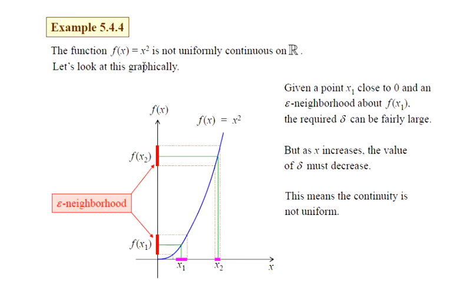Okay, next example, the function f equals x squared is not uniformly continuous on the real numbers. So kita tengok this graph. Okay, so this is the curve of x square. Now kita choose two values. Let's say kita choose x1 and x2.